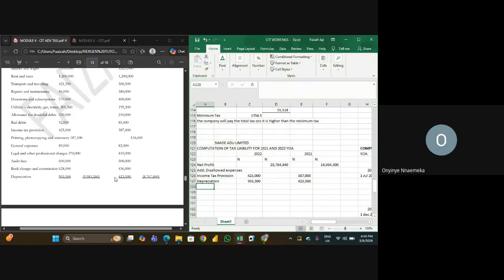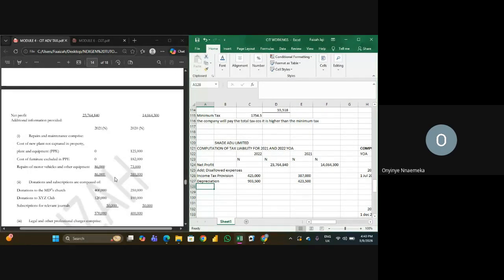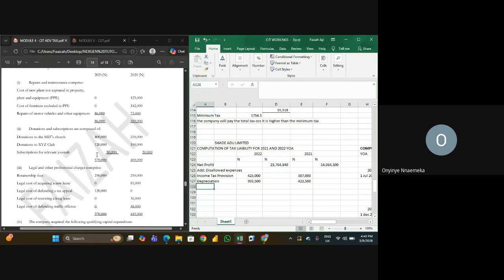Okay. So now let's move to the additional information. Repairs and maintenance. This one, I don't think I need to ask you about it. We already spoke about it. So we have the cost of plants, 0 for this year, 125 for this year. Then cost of furniture, 0, 182,000.